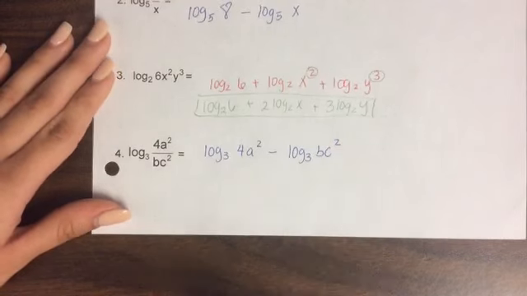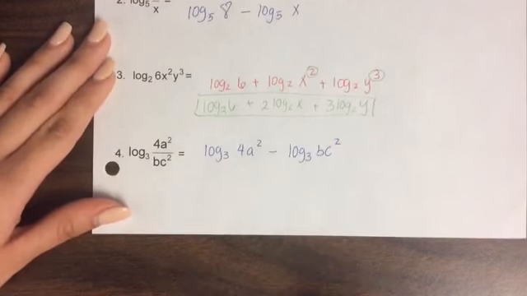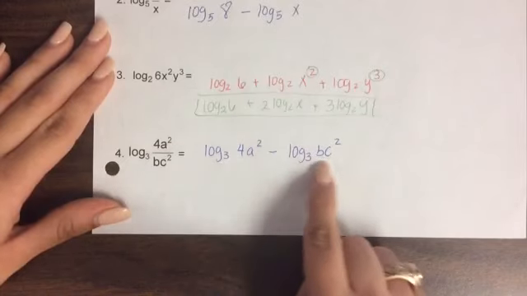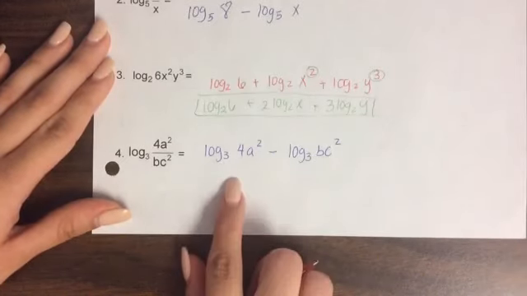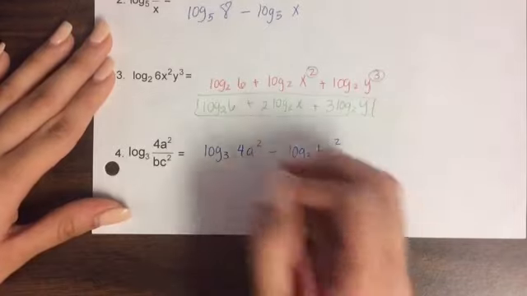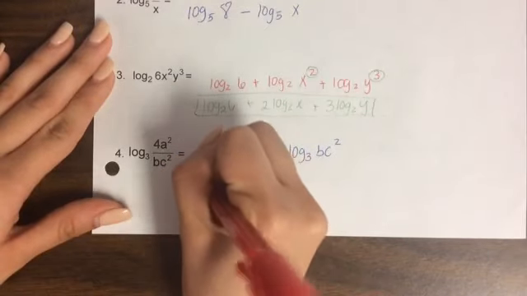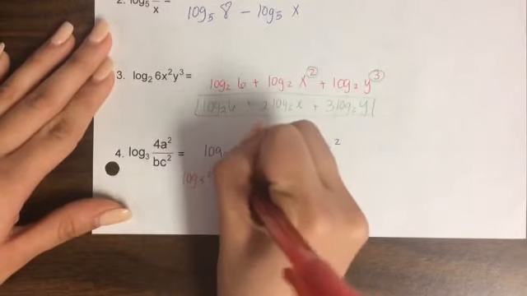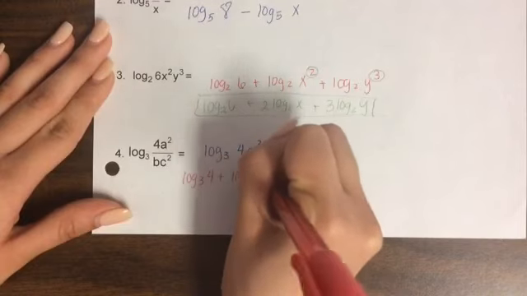All right, so we have this separated now. Okay, we're good. But we notice, hey, they're being multiplied. So what we are going to do now is separate these two. So we have log base 3 of 4 plus log base 3 of a squared.